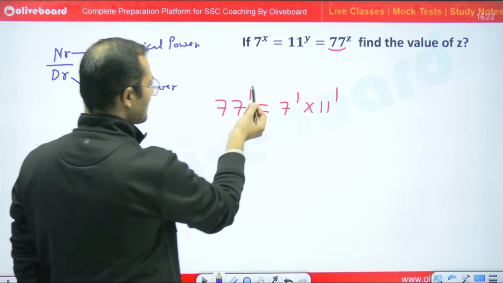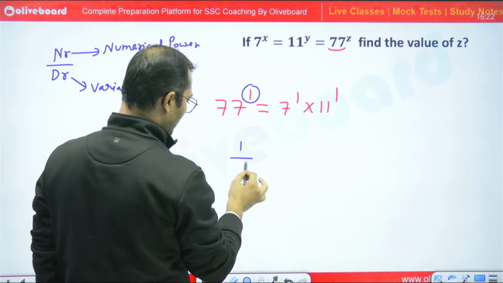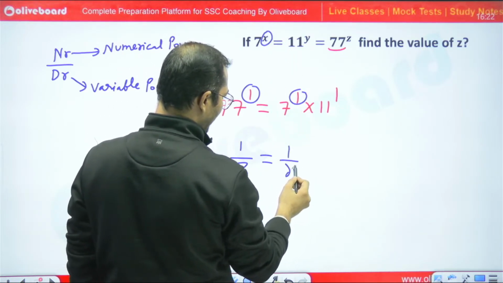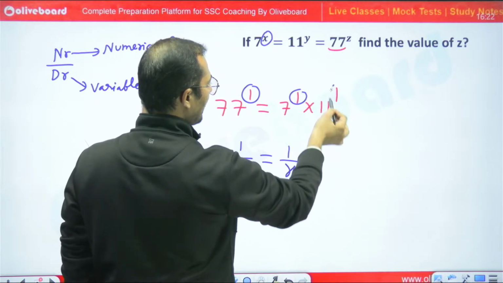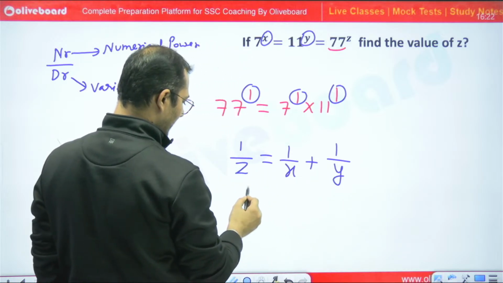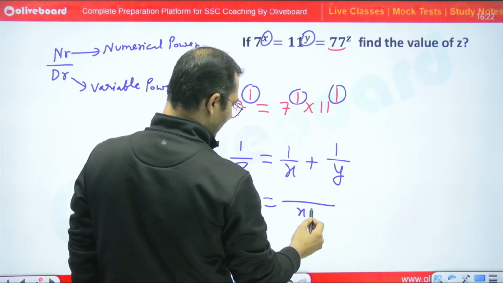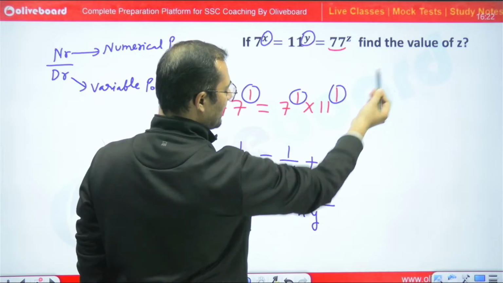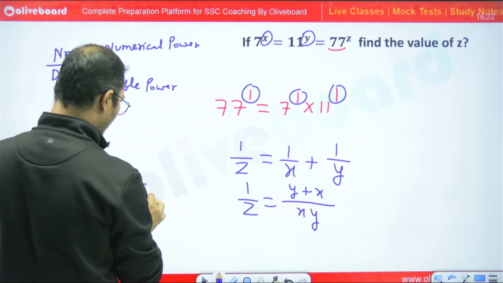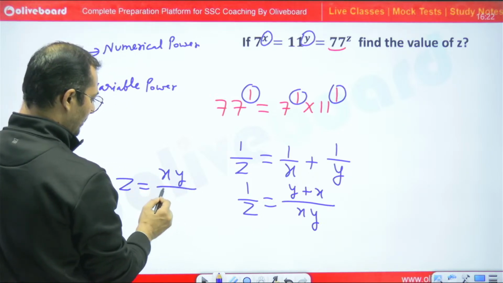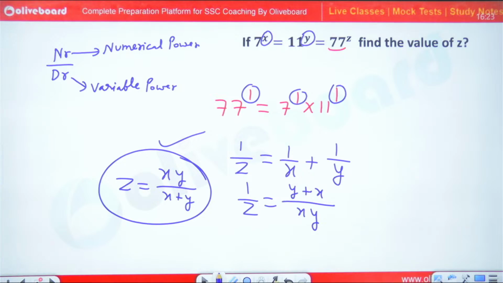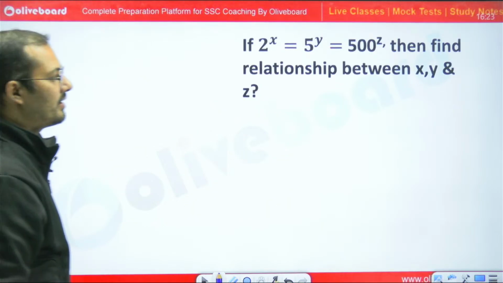So we can say that 77 to the power 1, here the variable power is z. So 1 upon z is equal to what? 7 to the power 1, 7 to the power x, so 1 upon x, plus 11 to the power 1, 11 to the power y, so 1 upon y. Find the value of z. After reciprocating, z is equal to xy upon x plus y. Clear? With this approach we will solve very good questions.